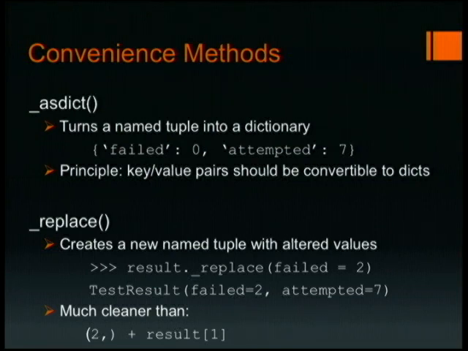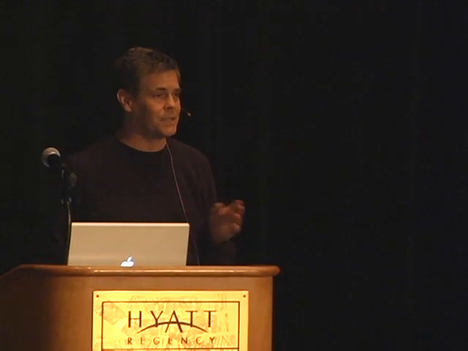Important design principle. Got key-value pairs anywhere, be able to turn it into a dictionary, or be able to take a dictionary and get it in. This goes for something like configparser, anytime you have the two paired together.